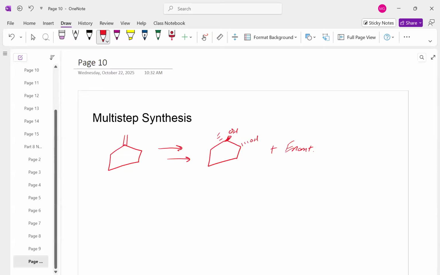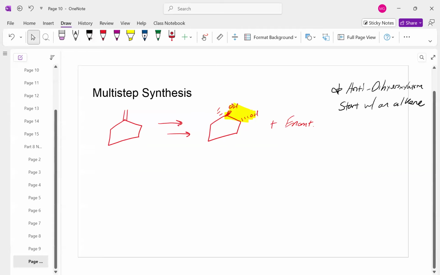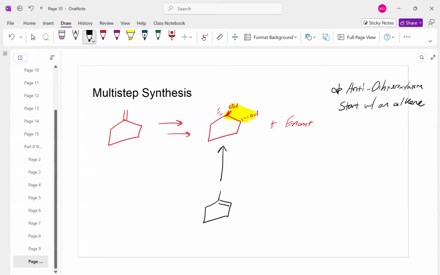So what you want to ask yourself is, how do I know any way to put two OH groups anti to each other? So we learned that we can do an anti-dihydroxylation, but what do we need to start with? We have to start with an alkene. So I'm kind of working backwards here. I know that in order to do this, I have to start with an alkene where the OH groups end up across the double bond.